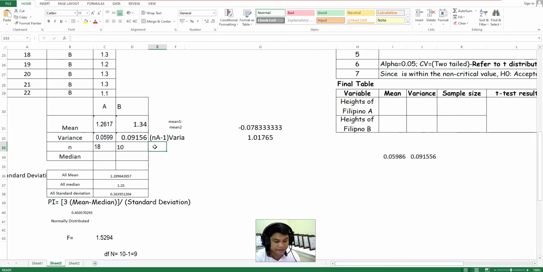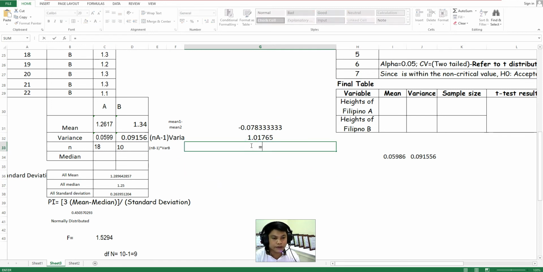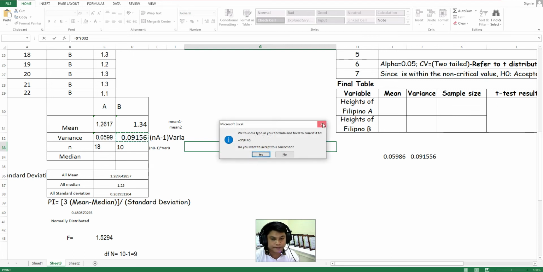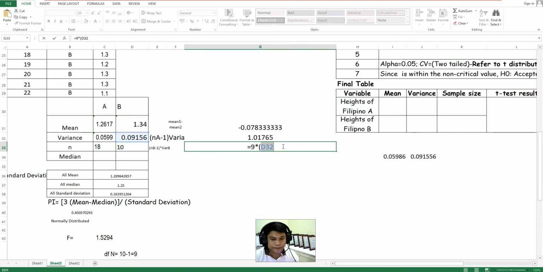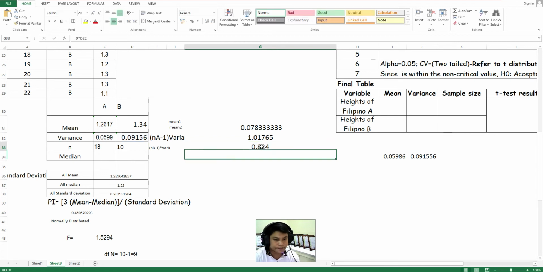Another is, we still have nb minus 1 times, again, variance B. Okay, so that is equal to, our n for B is 10, so minus 1 is 9, times the variance of B, which is 0.9156. Okay, enter. So that's it.